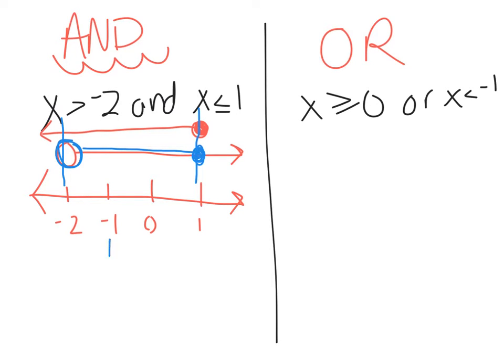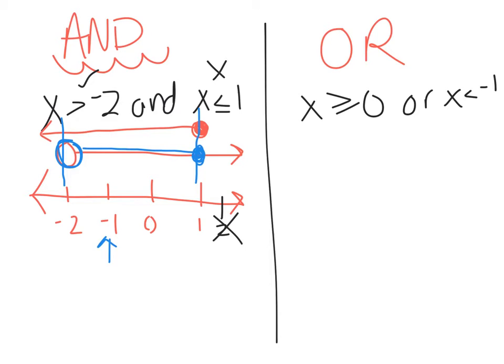So a number like -1 works because it's in both inequalities. It satisfies both inequalities. -1 is greater than -2, but it's also less than or equal to 1. If you think about the number 2, 2 isn't a solution to that compound inequality because even though 2 is greater than -2, it's not less than or equal to 1. So 2 would not be a solution.